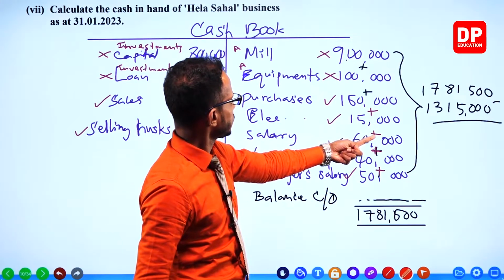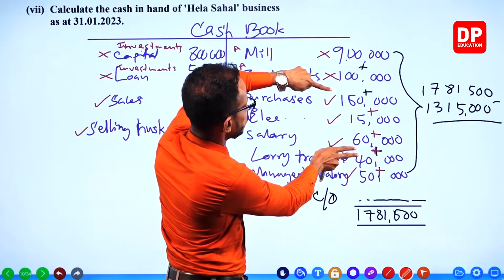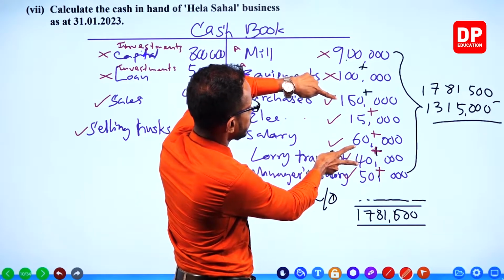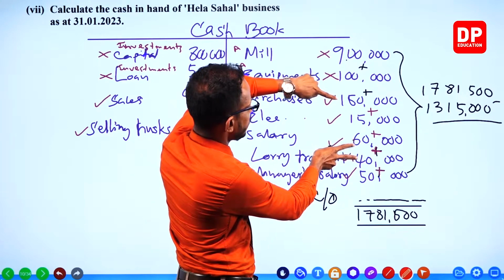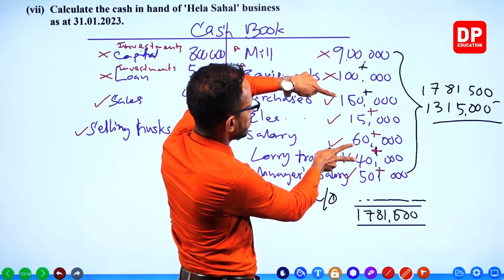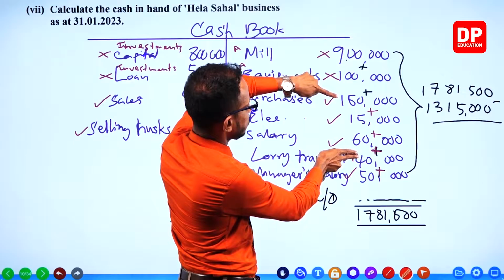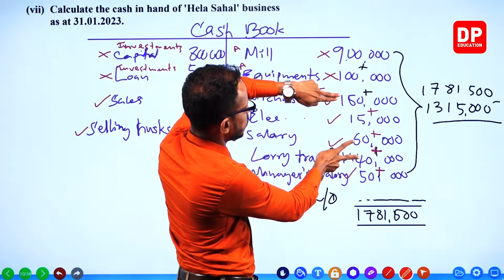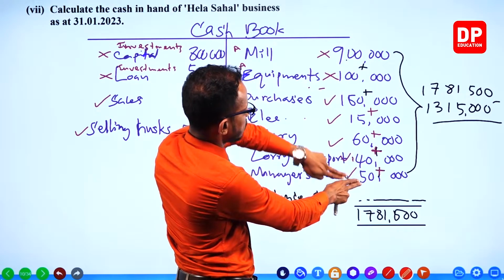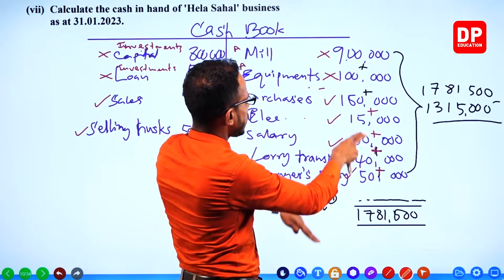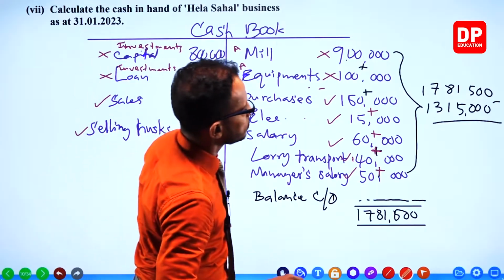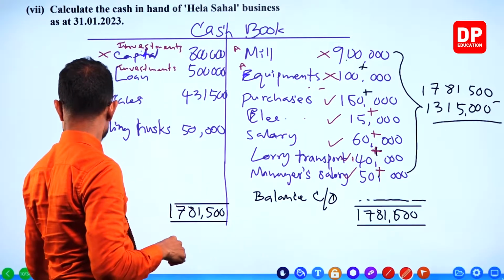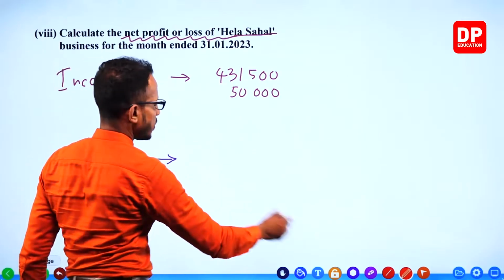150,000 plus, let's take these two. 150,000 plus 60 and 40. 150,000 plus 100,000. 250,000 here. 250,000 plus 50. 300,000, 315,000.